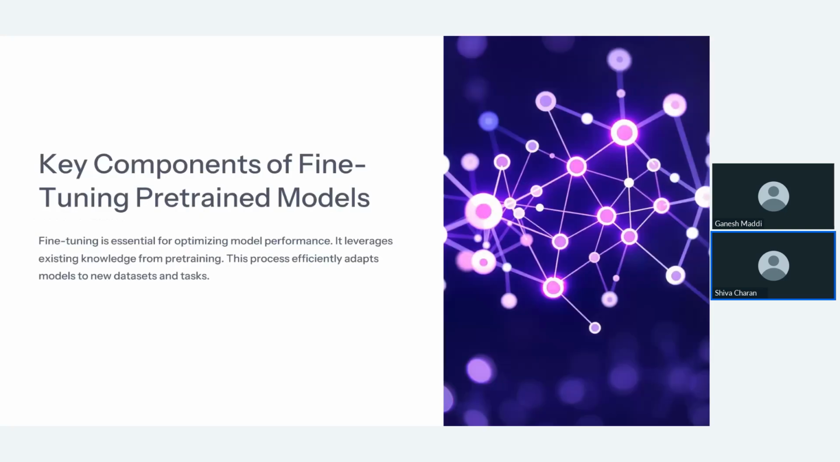Fine tuning is a technique used to improve the performance of a pre-trained model based on a specific task or data set. What are the key components, and why is fine tuning essential? Fine tuning is essential for optimizing model performance, and it leverages the existing knowledge from pre-training. Efficiently, it adapts the models to new datasets or tasks.